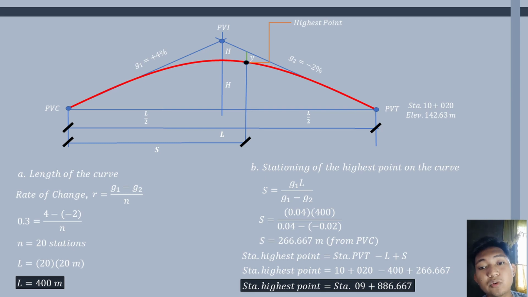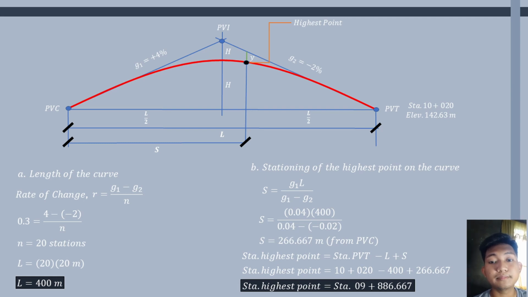Ang L is equal to N times 20 meter per station. So constant ang 20 meter basta vertical curves. So substitute N to 20. So L is equal to 20 times 20 which is equal to 400 meters. So mao na ang length of the curve.